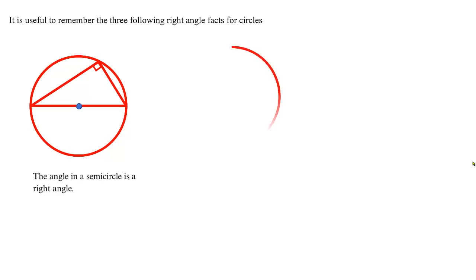The second theorem is a circle, and this line which touches the two points on the circumference of the circle, this line which touches the circle at two points at the border of the circle, and the border of the circle is called circumference, this line is called chord.